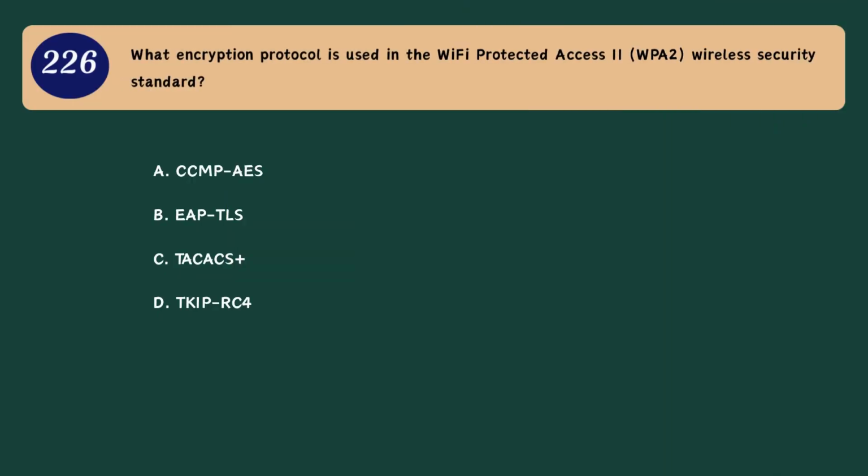Question 226. What encryption protocol is used in the Wi-Fi Protected Access 2 wireless security standard? A. CCMP/AES. B. EAP-TLS. C. TACACS+. D. TKIP/RC4.